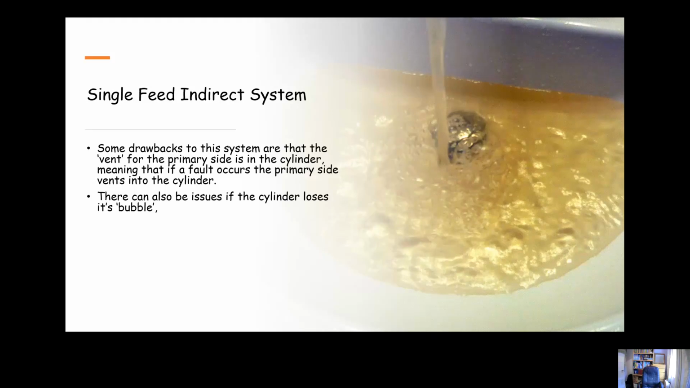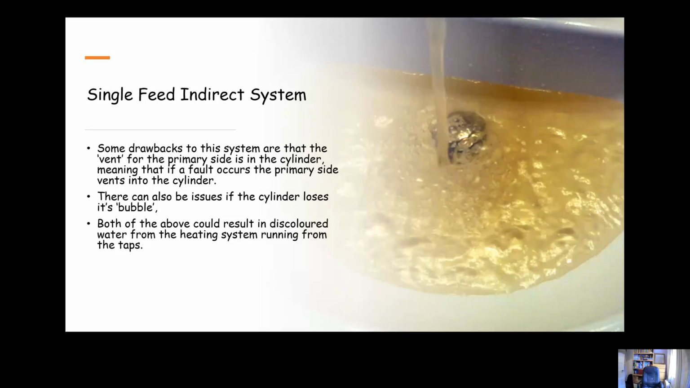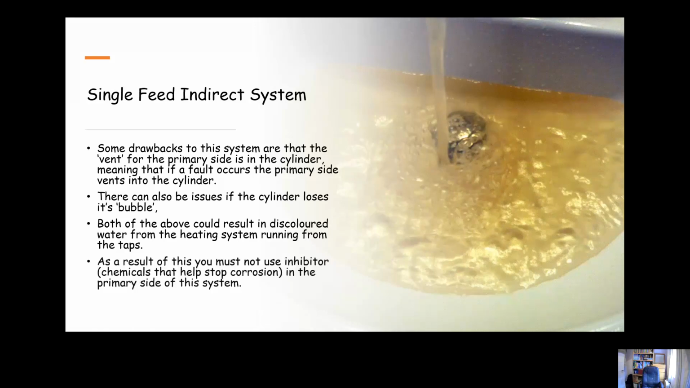Also, these can lose their bubbles over time. The air is absorbed into the water, so in those circumstances we would also see discoloured water coming from our taps. The only way to recharge the bubble is by draining the cylinder down and then refilling it again. So it's obviously less than ideal.